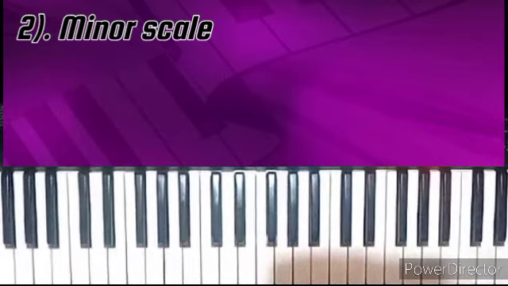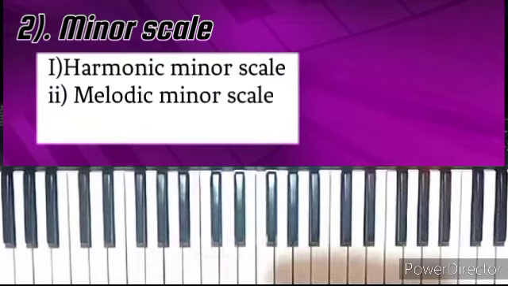Now there are two types of minor scale. There are two subtypes, called the harmonic minor and the melodic minor, and these two scales depend on the natural minor. The minor scale you can either call relative or natural minor. So we have two subtypes, harmonic and melodic, and these two scales depend on each other. The harmonic minor scale depends on the natural minor scale, while the melodic minor scale depends on the harmonic.